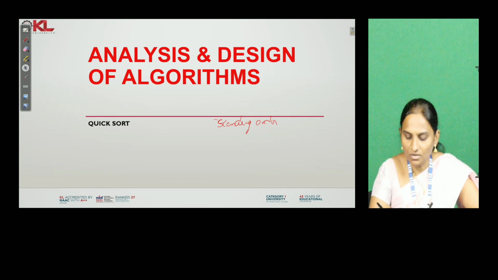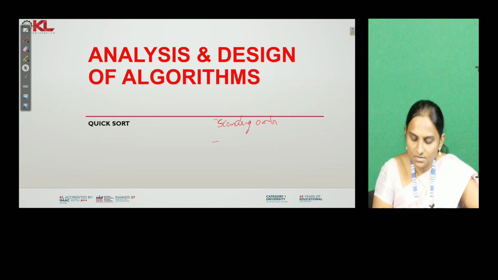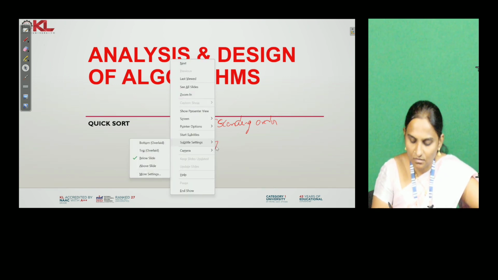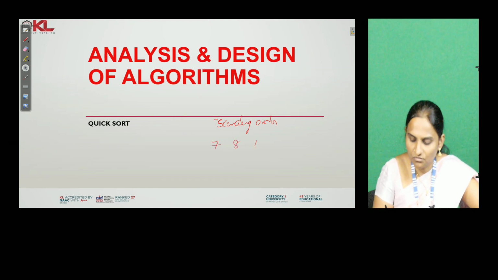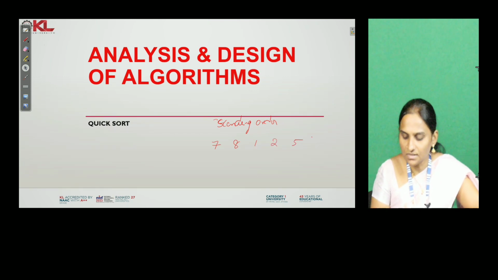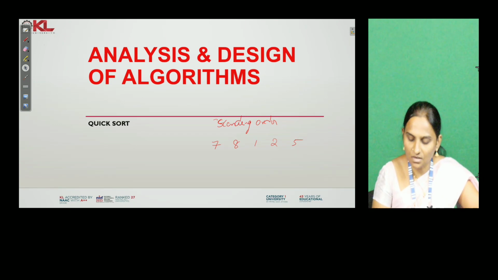For sorting we need a list of elements, for example 7, 8, 1, 2, 5. These are the list of elements. For sorting there are many sorting techniques: bubble sort, insertion sort, merge sort, QuickSort. After sorting, the elements would be 1, 2, 5, 7, 8. So sorting is to arrange the elements either in ascending order or descending order.